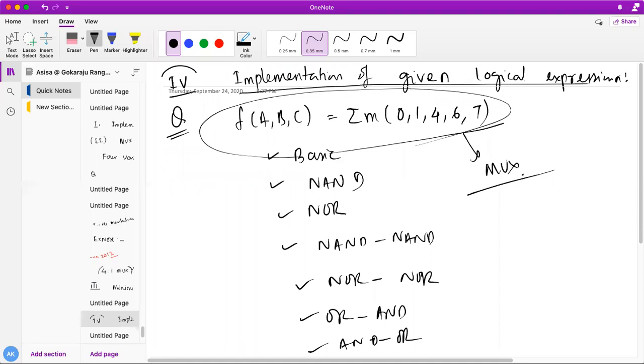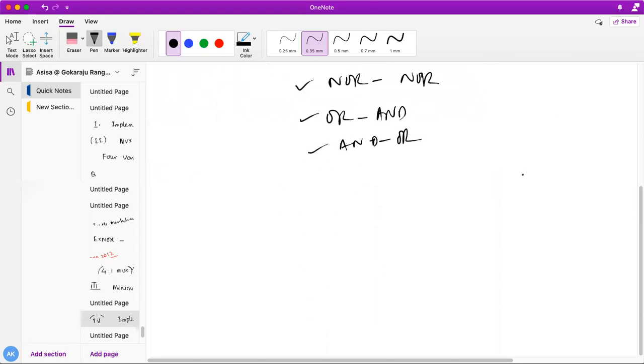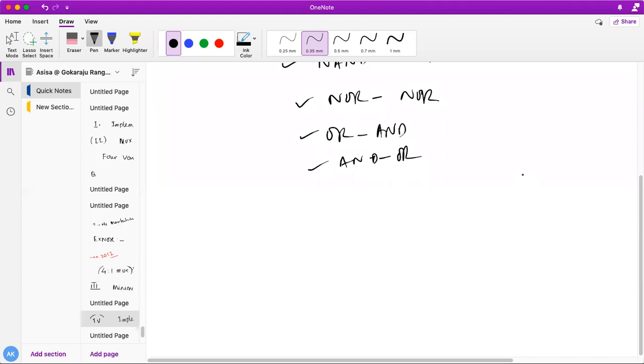So see here what I can do from this. Please try to understand. Any doubt on this, students? Please let me know immediately. Any doubt? If not, I will tell you. So my question is now how to implement this particular function F. The function F is summation of m 0, 1, 4, 6, 7. Here nothing else is given.